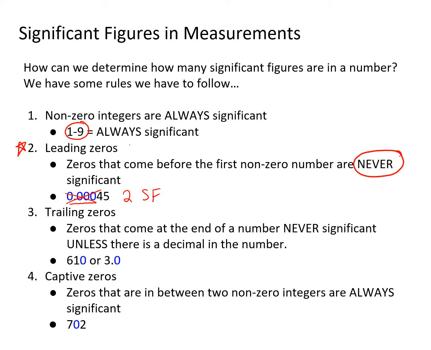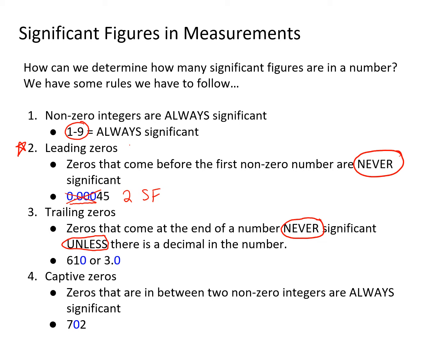The next type of zero is what we call a trailing zero. So trailing zeros are found at the end of a number. These zeros are a little bit more complicated because there are some exceptions here. Typically speaking, a zero that comes at the end of the number is not significant unless there is a decimal. So that's going to be the question you ask yourself if you see a 0 at the end of the number. Is there a decimal in the number? If there is, then any 0 in that number becomes significant. If there is not a decimal, then that trailing 0 is not significant.